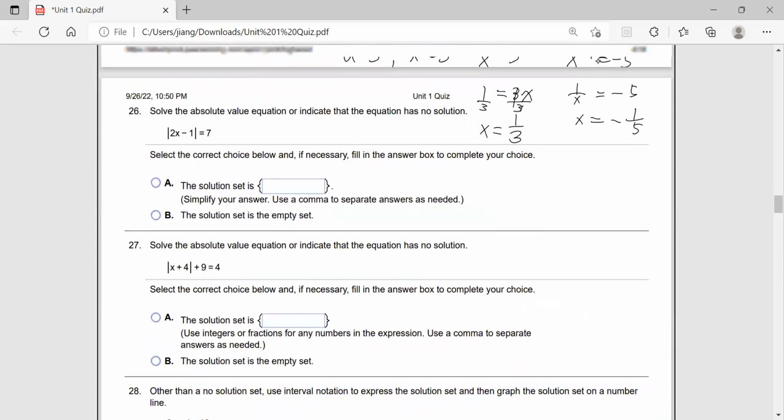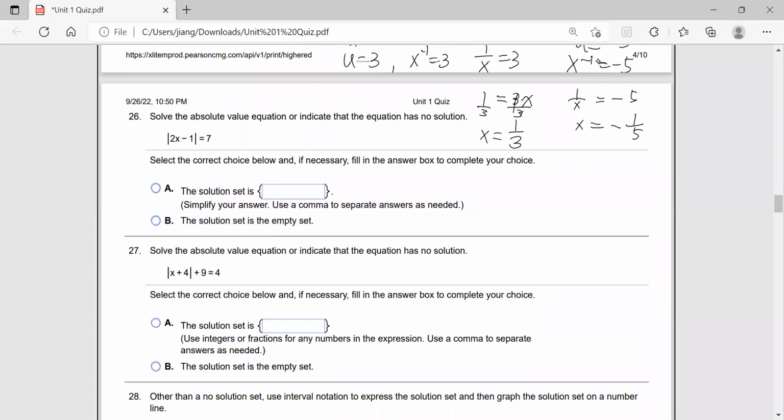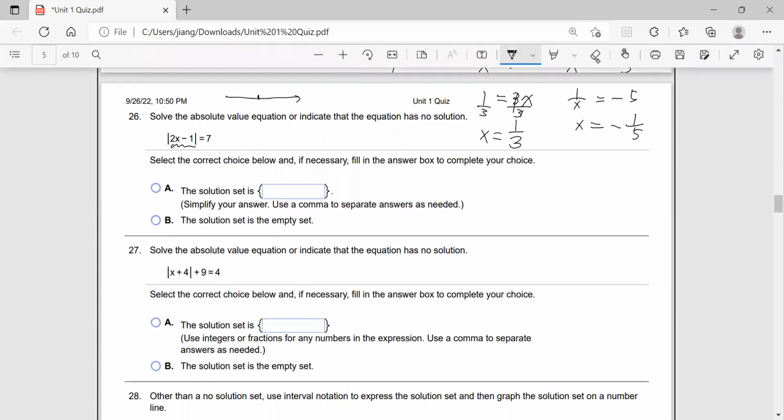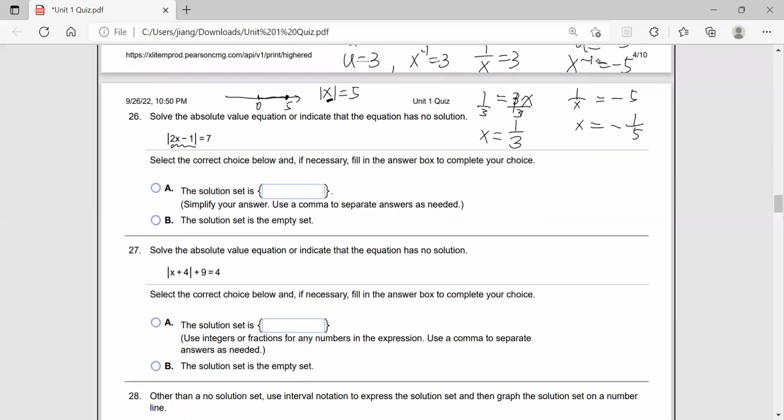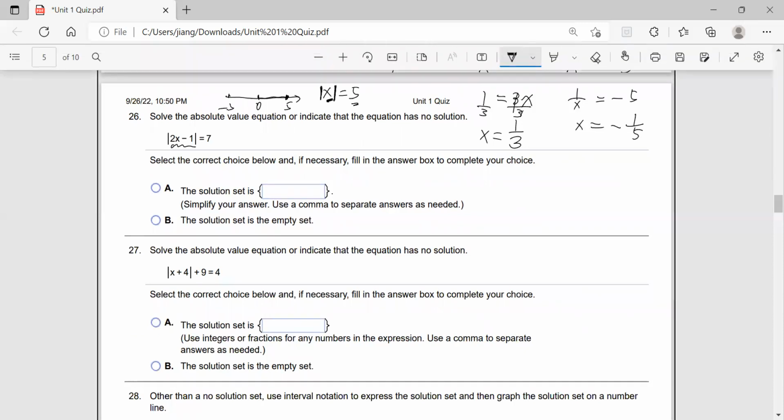The next one is 26. So we're solving the absolute value equals 7. The absolute value means the distance from everything in the parentheses to 0. So we have learned that absolute value, for example, the absolute value of x equals 5. Here is 0. That means we find a point for x. The point could be +5. So the distance from 5 to 0 is 5, because this means distance. And also x could be -5. From -5 to 0, that is also 5.